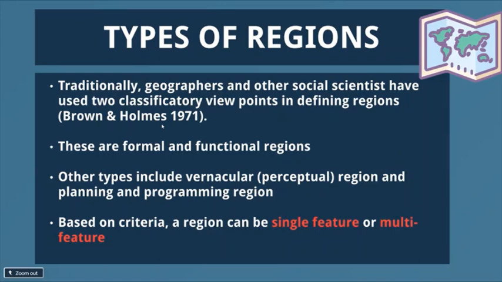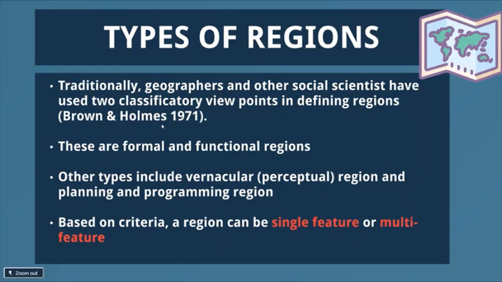However, if we want to delineate a region based on the level of development, we are going to use a multi-feature criteria, because according to Michael Todaro, development is a multidimensional concept. That means it consists of several variables. So in this case, we're going to use different variables like poverty, education, health status, and all that to define places into developed and underdeveloped regions.